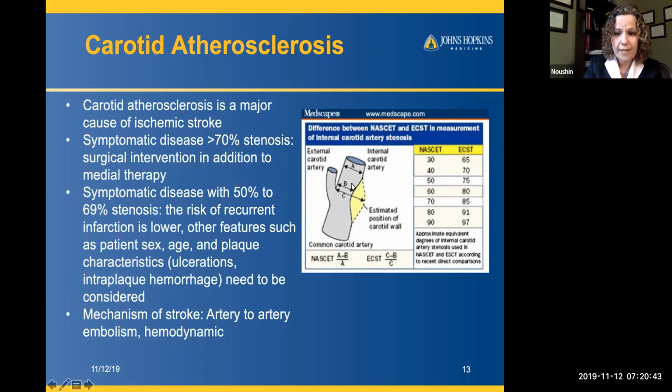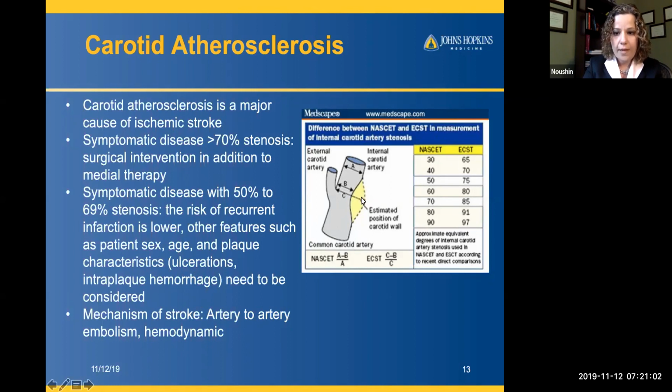This is just a depiction of how to measure carotid stenosis based on NASCET and also European criteria. So for NASCET criteria, we measure the narrowest diameter where the vessel is narrowed by this plaque, and also a normal distal caliber above the bulb.